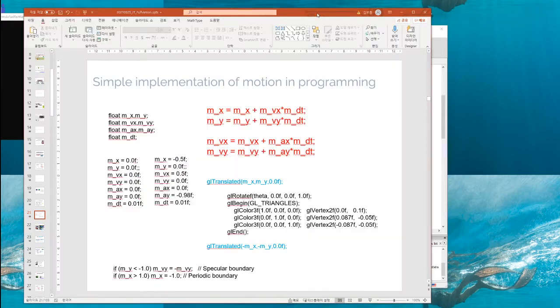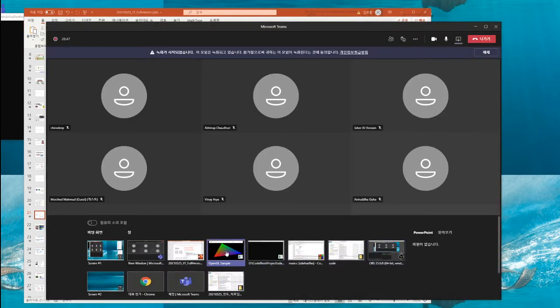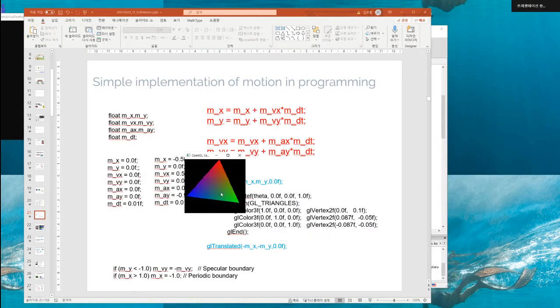A triangle is rotating. Let me see if I can show you that window. Okay, share. All right, I can show. So now you will see a triangle rotating on the screen. This is the result. So this is pre-built. You don't need to do any coding. They give everything, and it's free. So this is a very good background to start the MD code of your own.